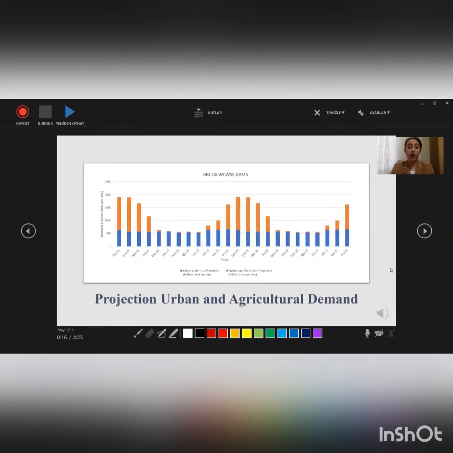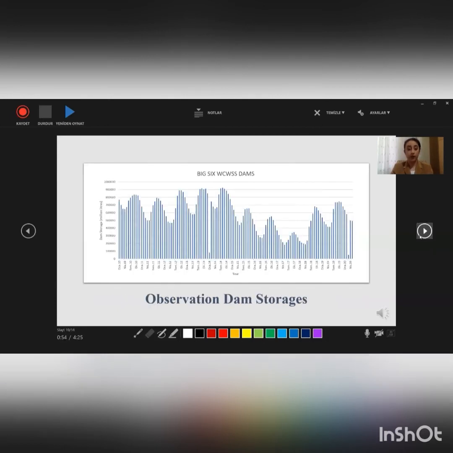Now we see our projection urban and agricultural demands. It looks like there will be no crisis in 2 years. So we can say that the water demand is stable. Now we see our observation dam storage. In Cape Town, 90% of water came from dams.